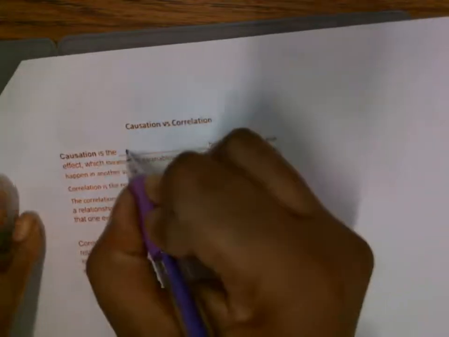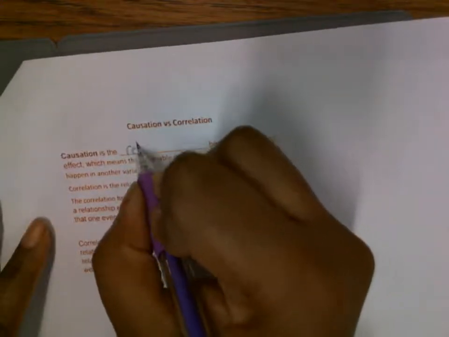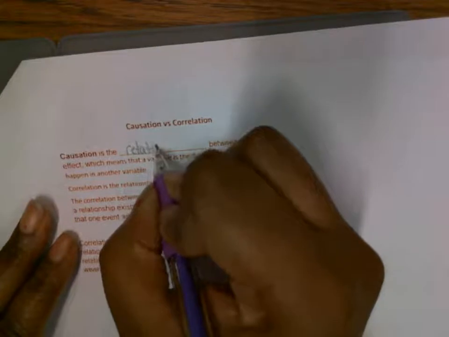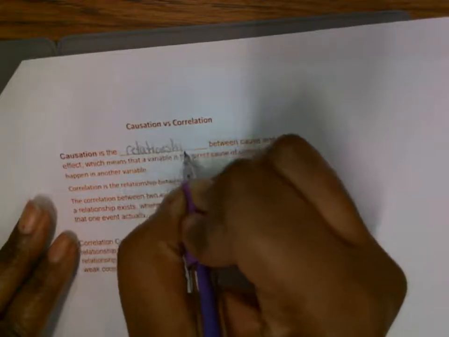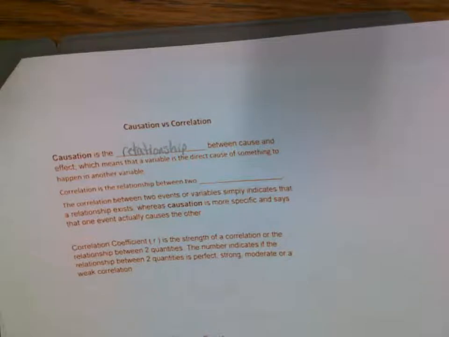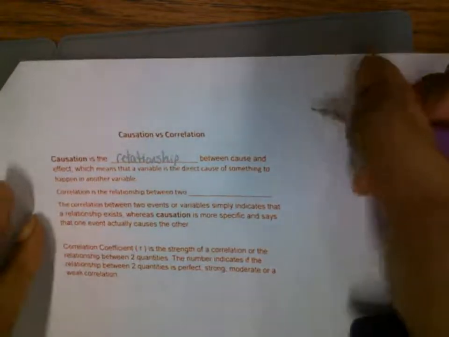Causation is the relationship between cause and effect. So basically, one variable causes the other variable to happen. And it's usually the independent variable causes the dependent variable to happen. An example of causation could be, I'll write this out to the side.